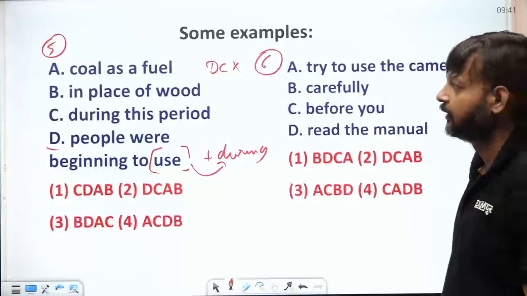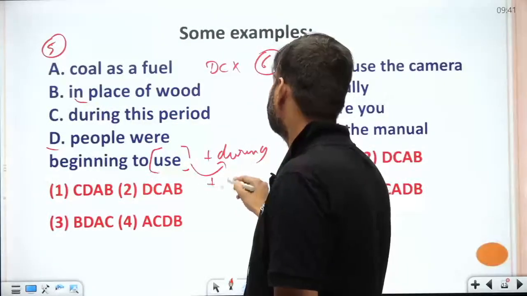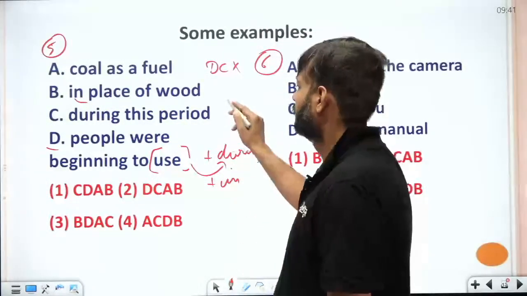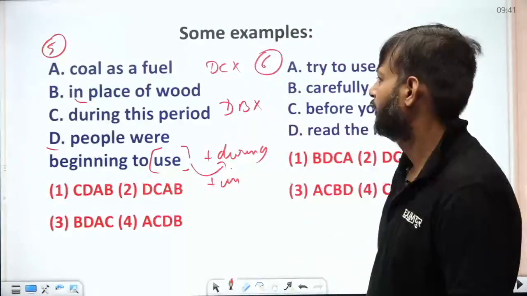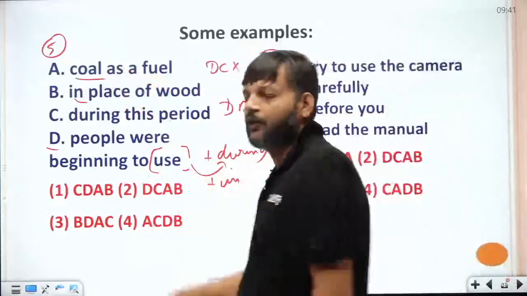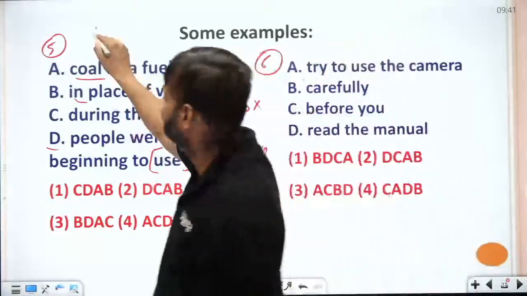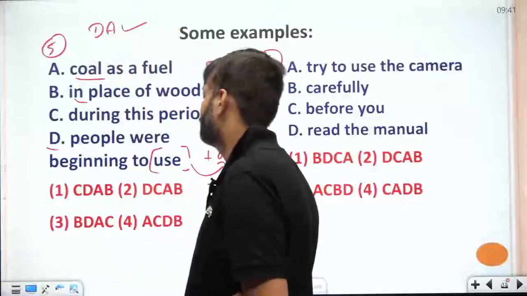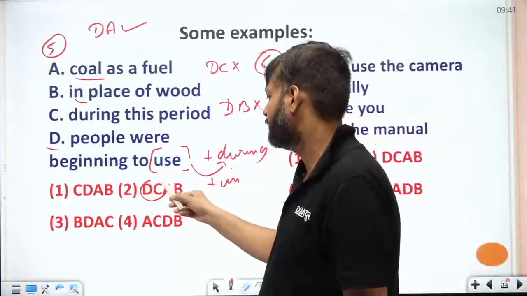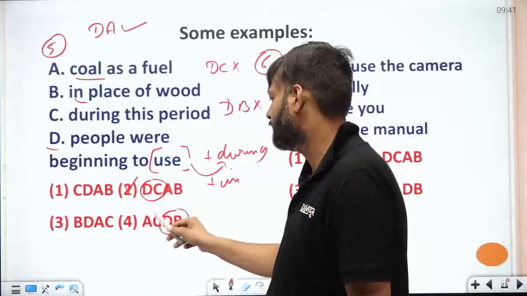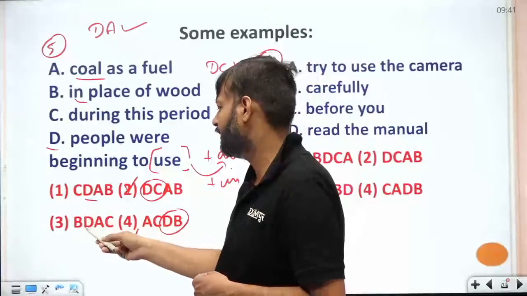Okay, and B has in. After use you cannot put in, so D and B also do not make pair. But in the sentence A we have an object, coal. So here we are talking about using coal. So D and A make a meaningful pair. So now find out where is D and A. Here D and C eliminate. Here D and B eliminate. Okay. In option 1 and option 3 we have DA and DA.